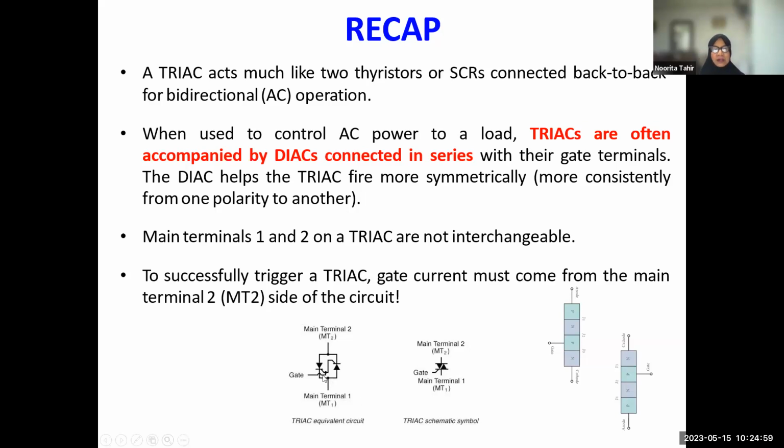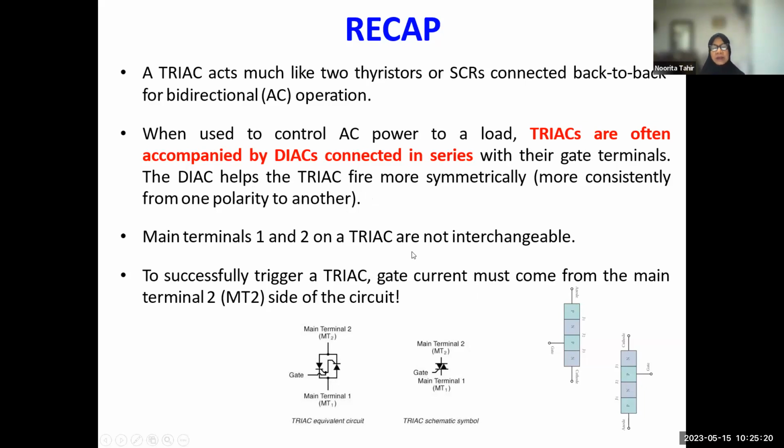So bila kita use to control AC power to the load, triacs are often accompanied by diacs, which we are going to look at after this, in series with their gate terminals. Why? Because the diacs will help the triac to fire better, consistent lah, from one polarity to another.